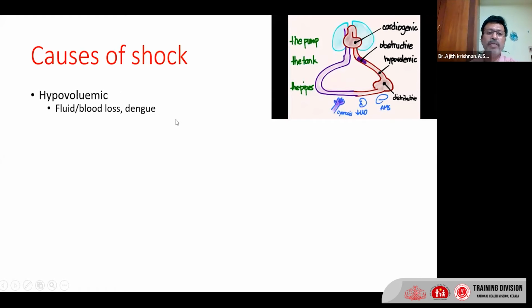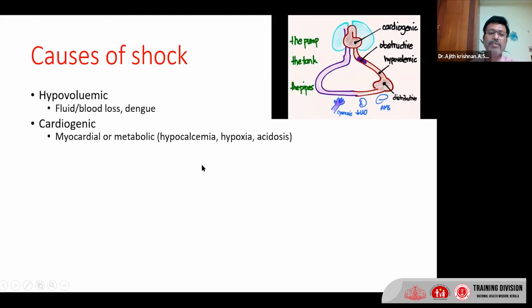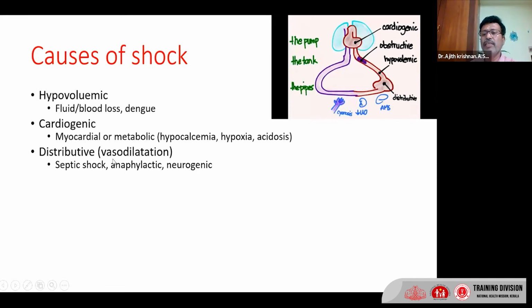It can be a hypovolemic shock, where there is fluid or blood loss, such as diarrhea, vomiting, trauma, and dengue fever. In all these conditions you will get a hypovolemic shock. Cardiogenic shock occurs when there is myocardial dysfunction, such as myocarditis or cardiomyopathy, or a heart disease with left ventricular failure. Cardiogenic shock can also be due to metabolic causes, that is hypocalcemia, hypoxia, and acidosis. And distributive shock is due to increased vasodilatation.